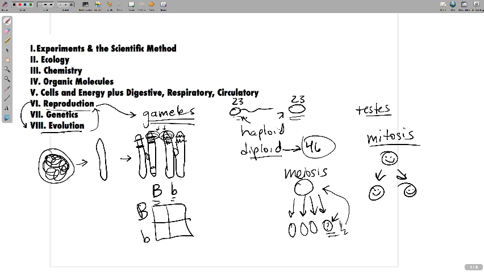So remember, this is heterozygous. This is two heterozygous parents. This is a homozygous dominant parent. This is a heterozygous kid, and this is a homozygous recessive child, or rabbit, or whatever. Okay, so those are the basic genetic things you need to know.